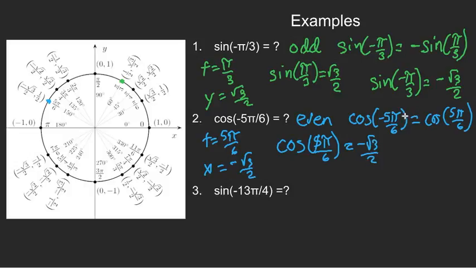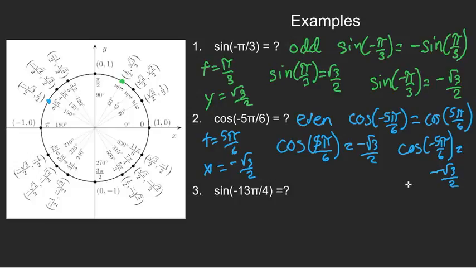Now, to find cosine of negative 5 pi over 6, we know that these values are going to be the same. So cosine of negative 5 pi over 6 is also going to equal negative root 3 over 2.